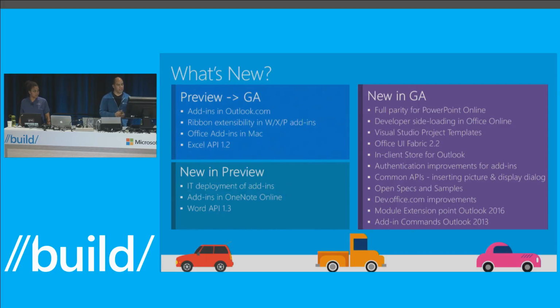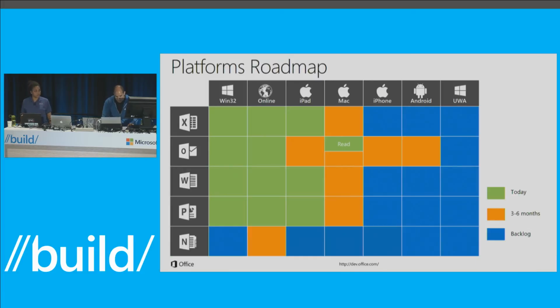And lastly, we saw the module extension in Outlook, as well as the add-in commands in Outlook 2013. Now let me talk, in the last few minutes, about the roadmap. This is the slide that shows where we are in terms of supporting add-ins across different platforms. You can see we have Win32, Online, and iPad.